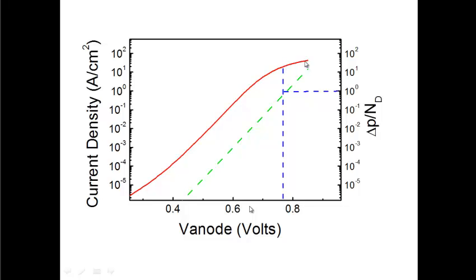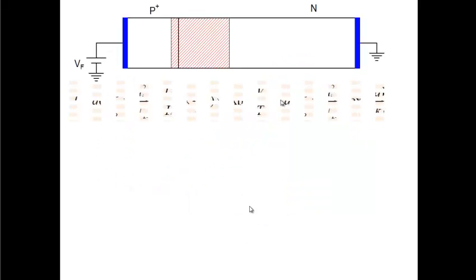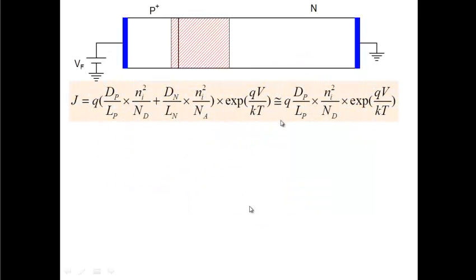So if you want to know what is the highest current density that I can get in my PN junction, well, there is a bit of subjectivity, but what we can say is the following. Let's take a P plus N junction here. When I take P plus N, I can forget about the NA part and only keep the first part. So Q DP LP Ni square over ND is the equation for current here.